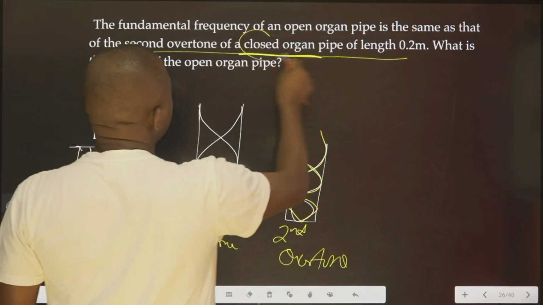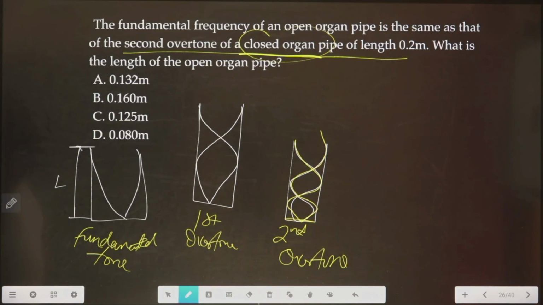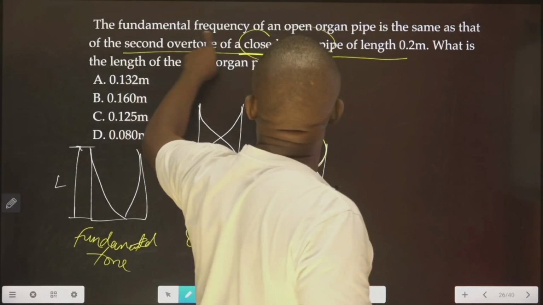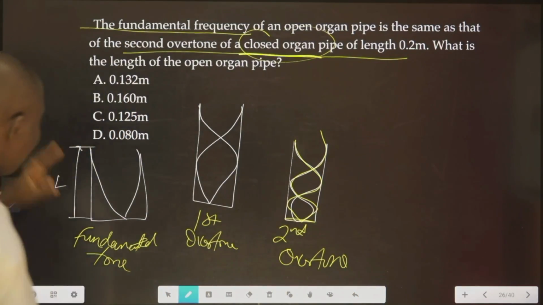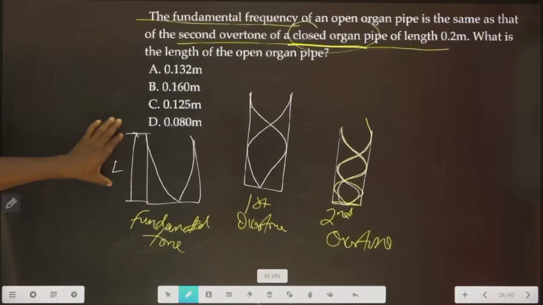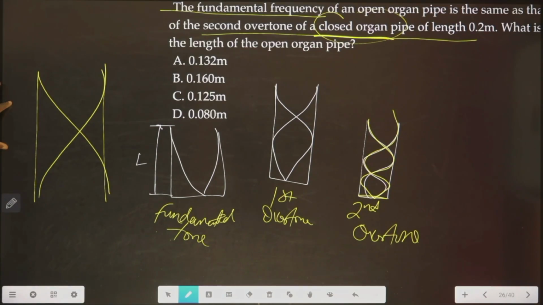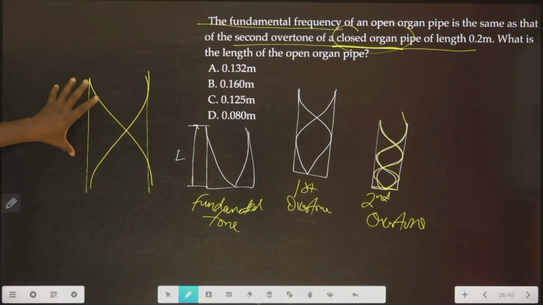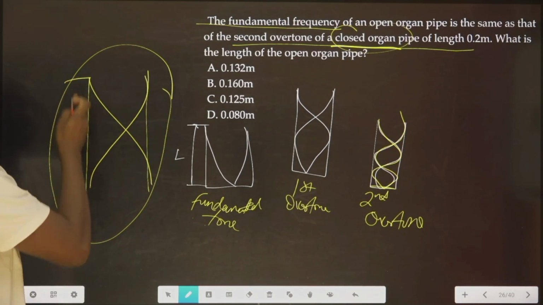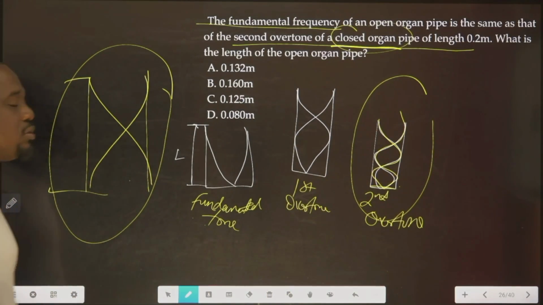For a closed organ, because this is closed here, we are going to keep this, okay? It also told us that for the open one, the fundamental frequency is simply like this. This is for closed, and for open, the fundamental is like this. So we are saying that the length of this is equal to the length of this. This for closed, this for open.